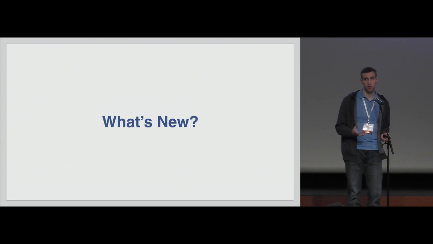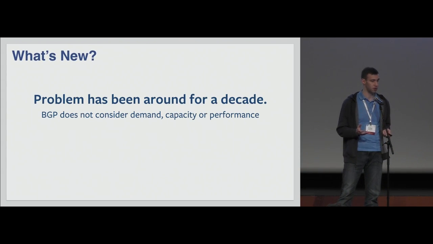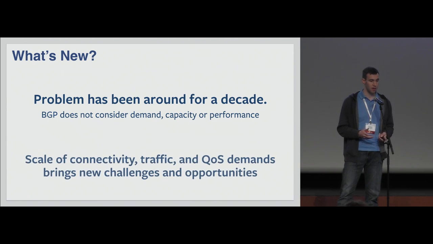So stepping back from all of this, what's really new here? These problems in general have been known for quite some time. BGP hasn't considered demand, capacity, or performance ever in terms of the interdomain setup. And what we see as new here is the scale of connectivity, traffic, and quality of service demands that both content providers and end users have. And that brings new challenges and opportunities.